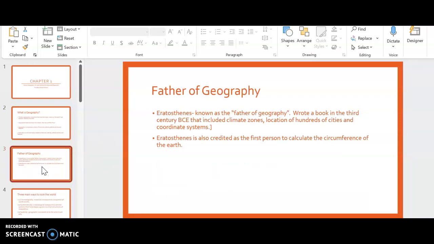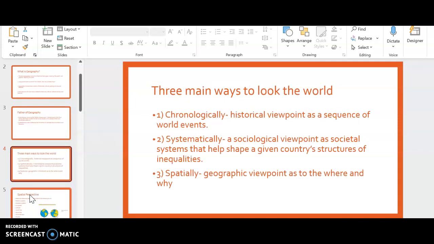So the father of geography is Eratosthenes, and he wrote a book in the 3rd century that included climate zones, location of hundreds of cities, and coordinate systems. So really important for you to know who the father of geography is.